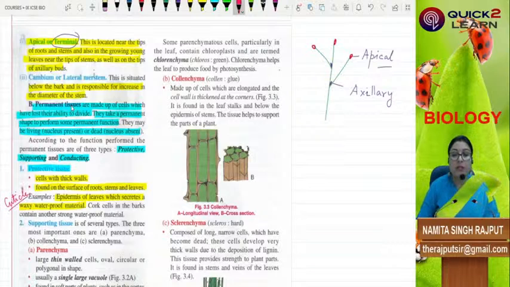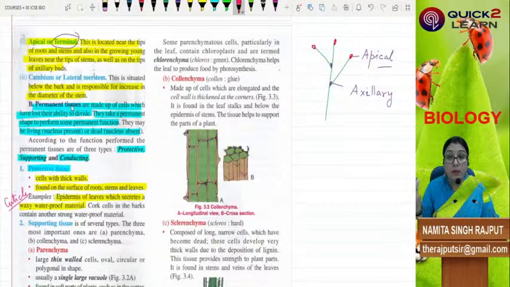It is usually present in xerophytes to prevent transpiration, so that the plant doesn't lose much water, because xerophytes are found in desert conditions. That means they have very, very little water there, and they want to conserve it, so they have a thick cuticle over their epidermis so that their water is not lost through the process of transpiration.